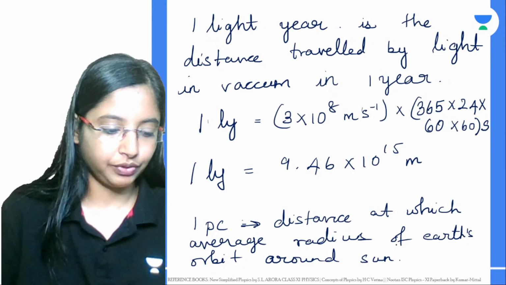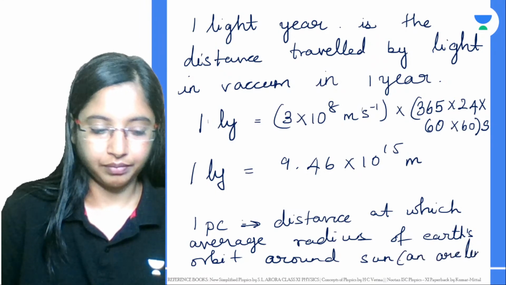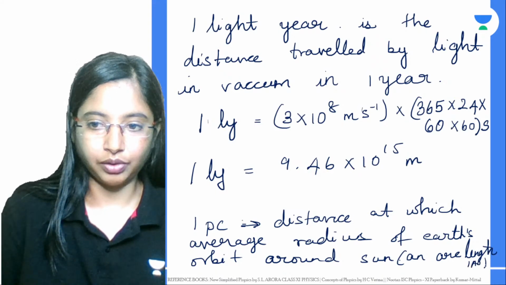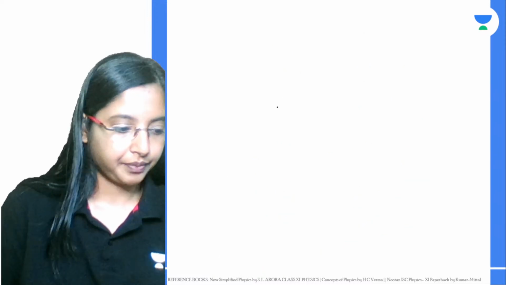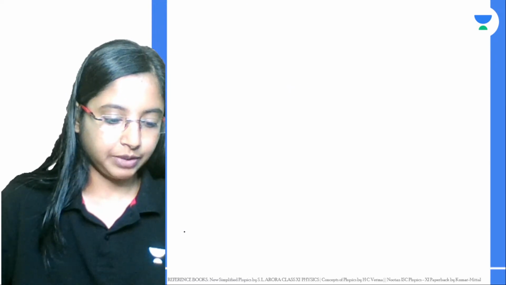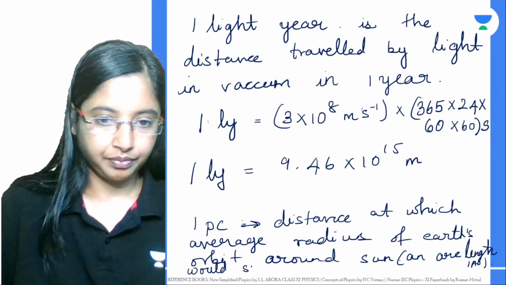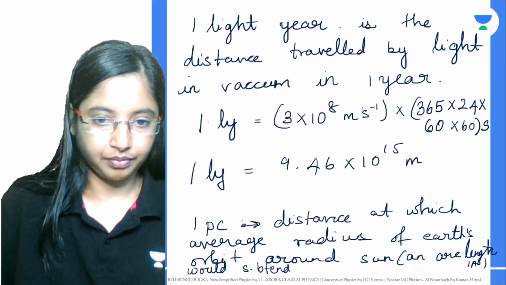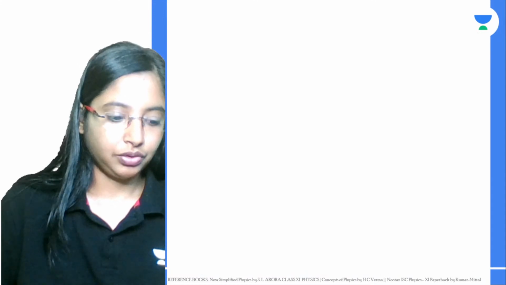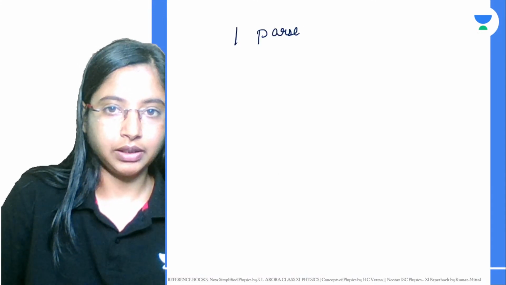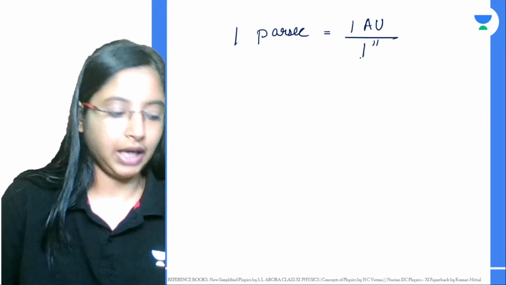This radius of Earth's orbit around the Sun, an arc length of 1 AU, 1 astronomical unit, would subtend an angle of 1 second of an arc. So 1 parsec is basically equal to 1 astronomical unit by 1 arc second.